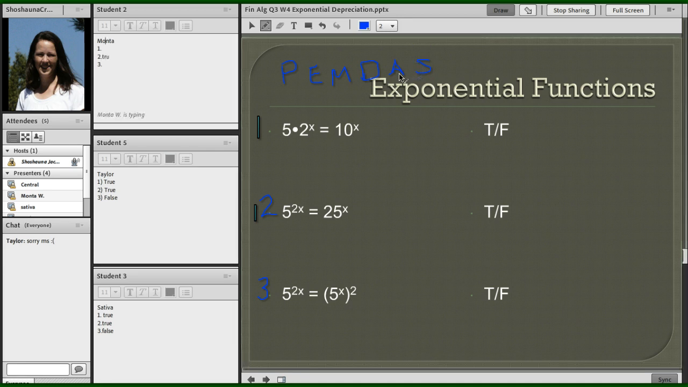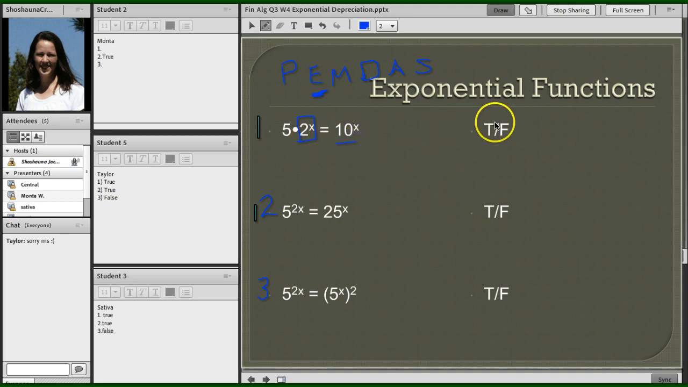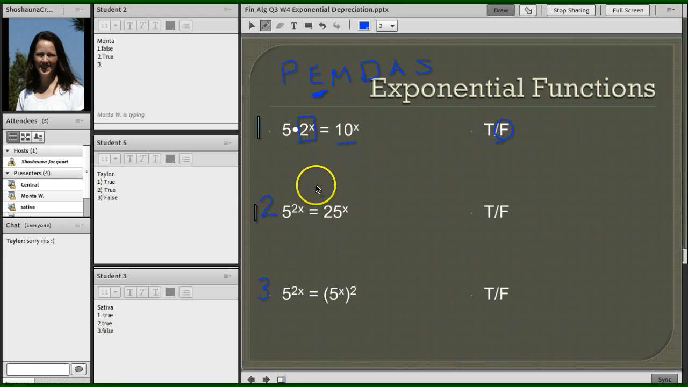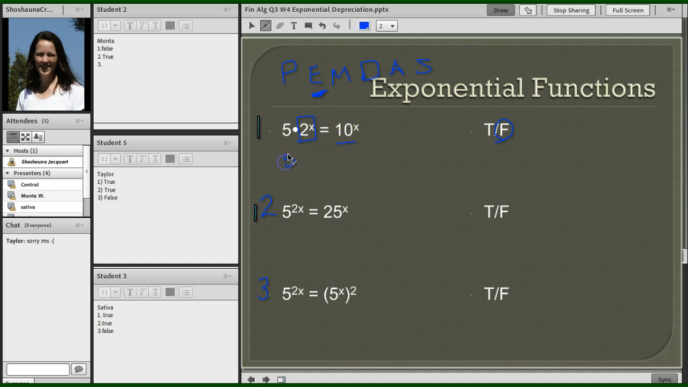So I'm going to remind us of our PEMDAS rule. The biggest one that we have right here is exponents. So what that means is I need to process this first. So that's 2 squared, or 2 to the x power. And this is saying 10 to the x power. So this one is actually false. If this were to be true, I'd have to have 5x and 2x. That would equal 10x.